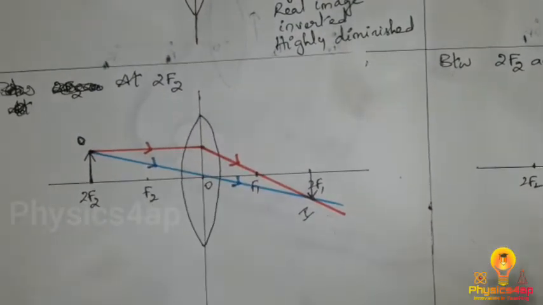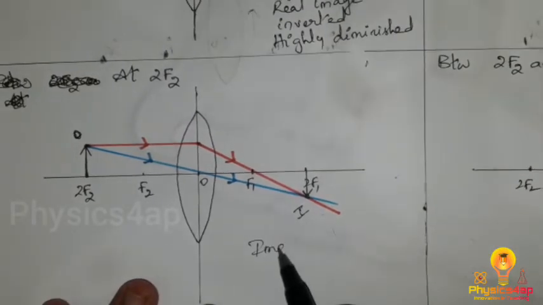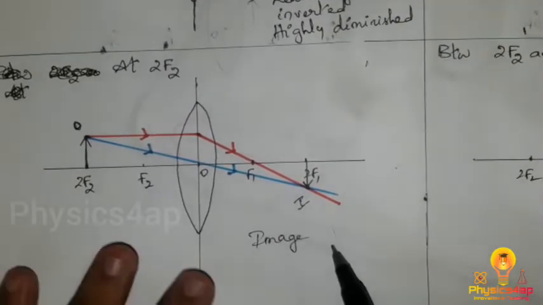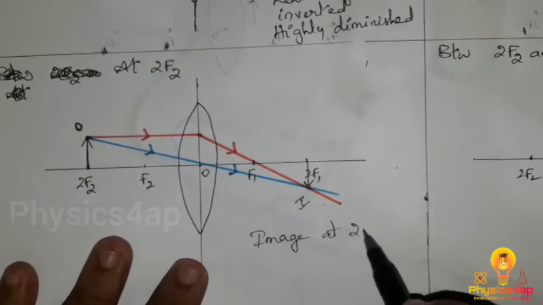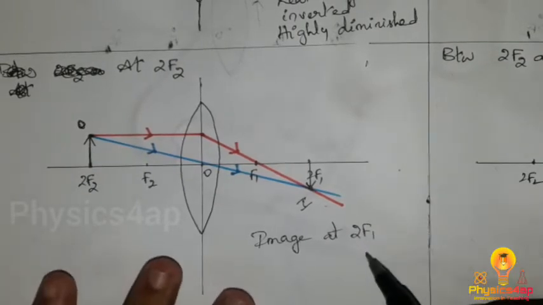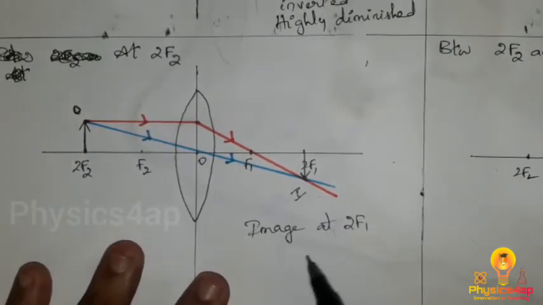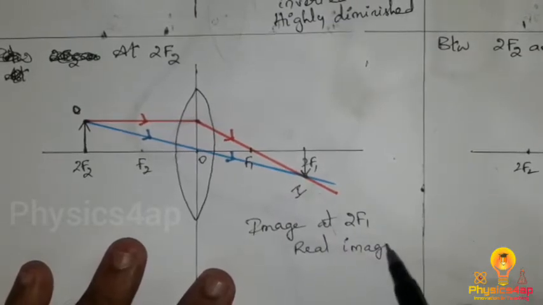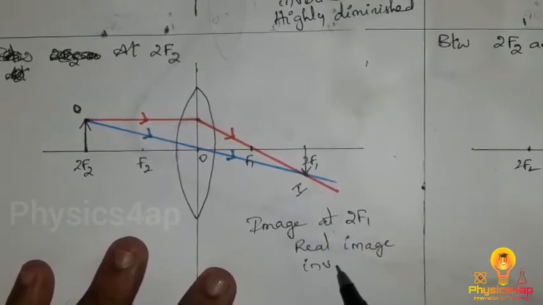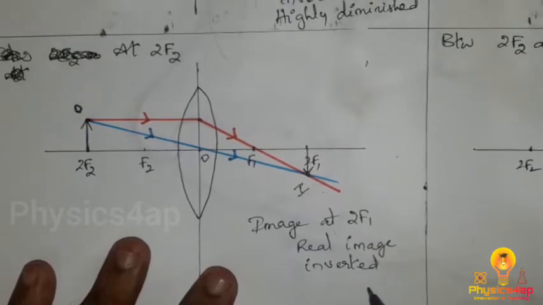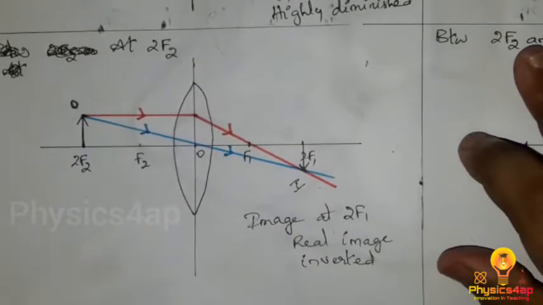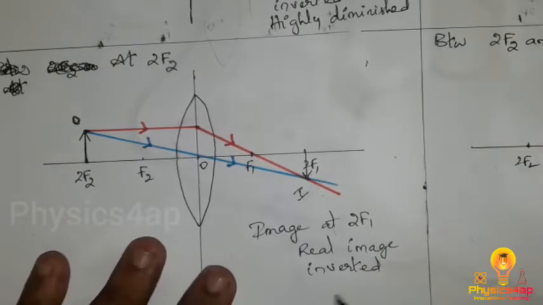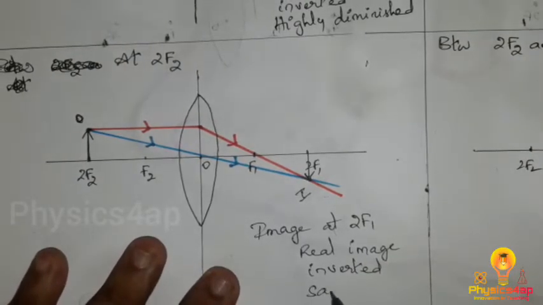So what is the position of the image which we get here? The image is formed at 2f1. The nature of the image which we get here is a real image, and as it is reversed, we call it inverted. What about the size over here? The size which we get here is the same size.